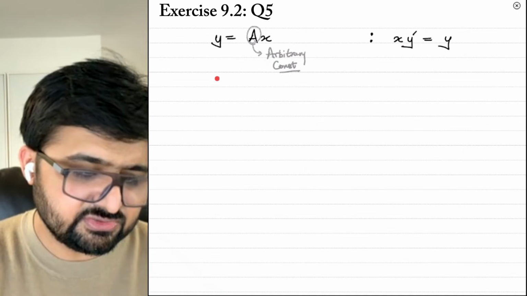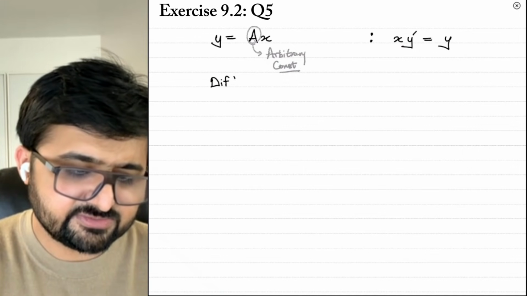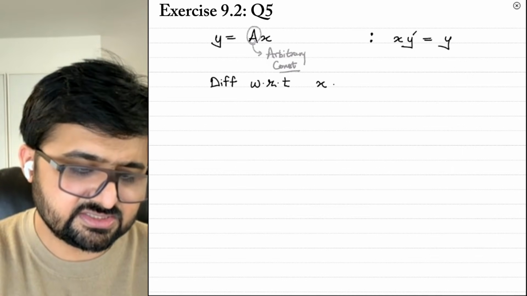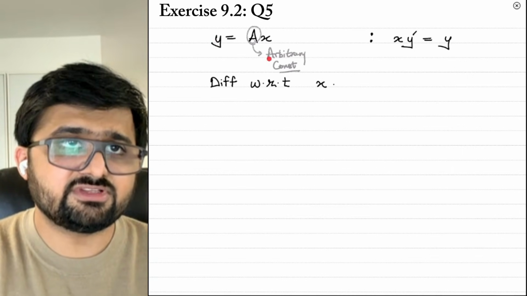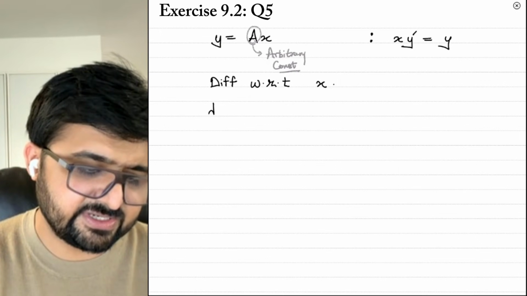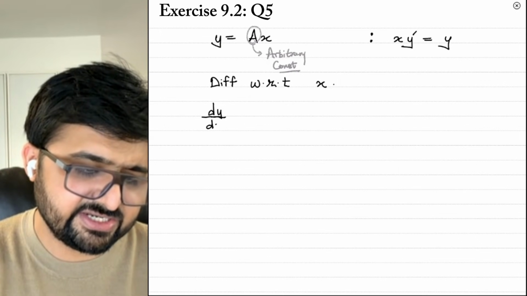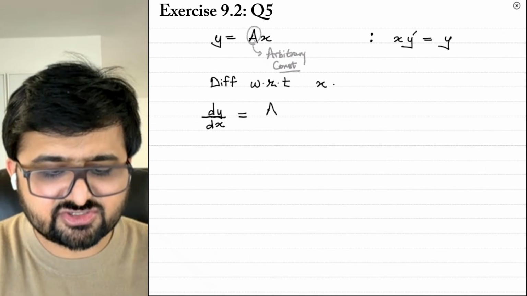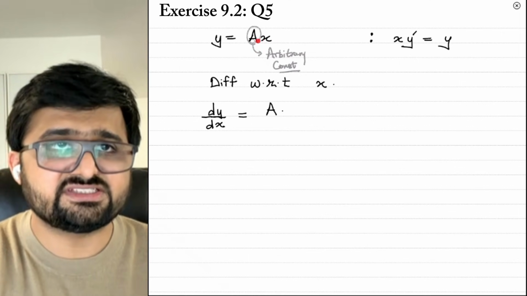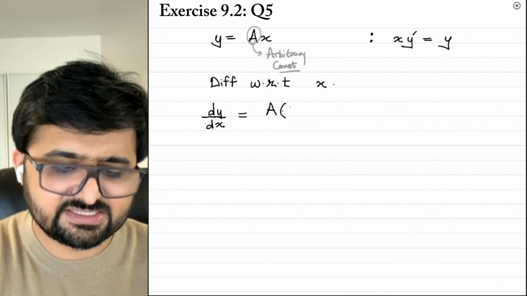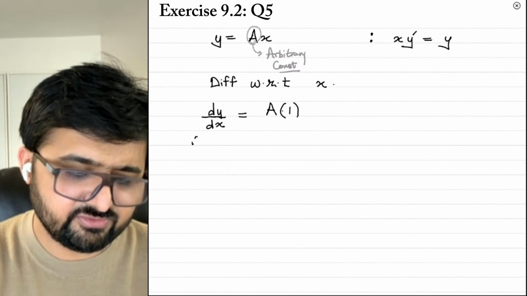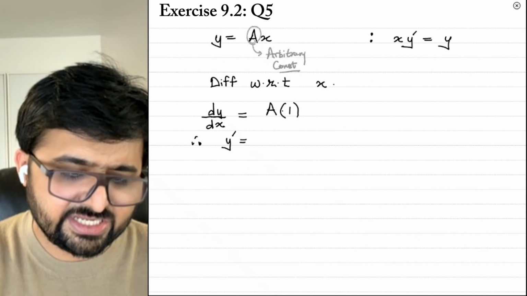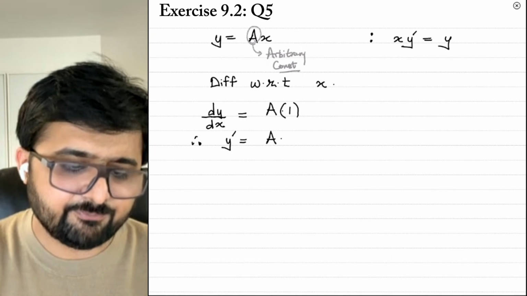Okay. So let's start by differentiating with respect to x. Differentiating with respect to x, we differentiate y with respect to x. Derivative of y with respect to x is dy by dx is equal to, now note that a is a constant, we can just write it the way it is because it's in multiplication, and derivative of x is nothing but 1. So therefore we get dy by dx is nothing but y dash. So we get y dash is equal to a.